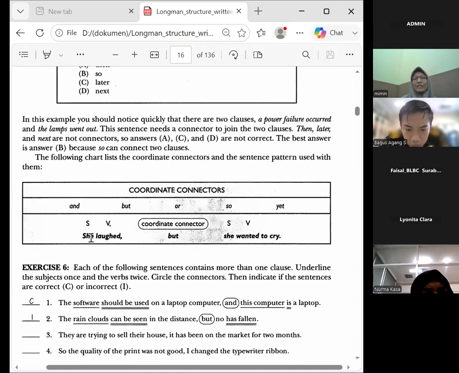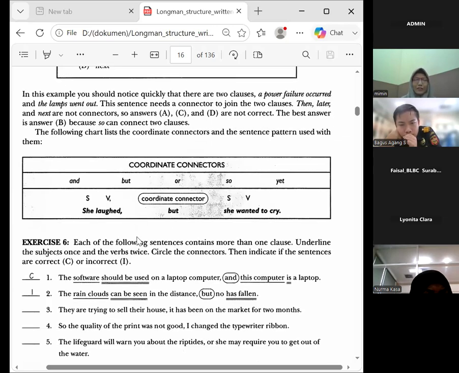So for example, she laughed, the subject and the verb. She is the subject and laughed is the verb, comma, but she wanted to cry. Subject and verb again. And this is the connector, but. It is important to notice that the comma here is very important. Why? Because it will be different from adverb connectors that we are going to deal with in skill 7 and skill 8 later.